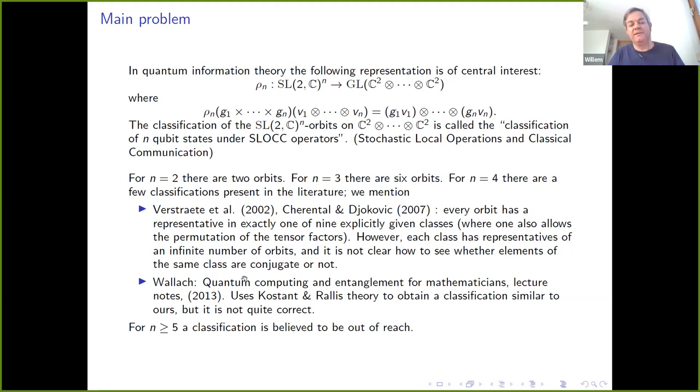Well, for n at least five, a meaningful classification of orbits is believed to be out of reach. Of course, the question is what do you mean by classification of orbits if there's an infinite number of orbits? But anyway, for n greater or equal to five, the problem is much, much more complicated than for n up to four.